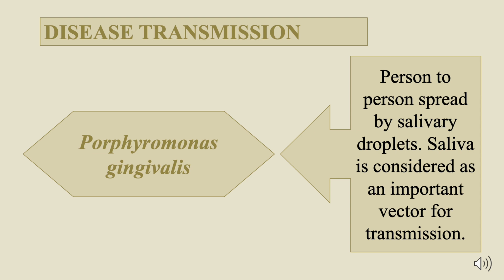Disease transmission of Porphyromonas gingivalis. Porphyromonas gingivalis is mainly spread from person to person by salivary droplets. Here, saliva is considered as an important vector for transmission.